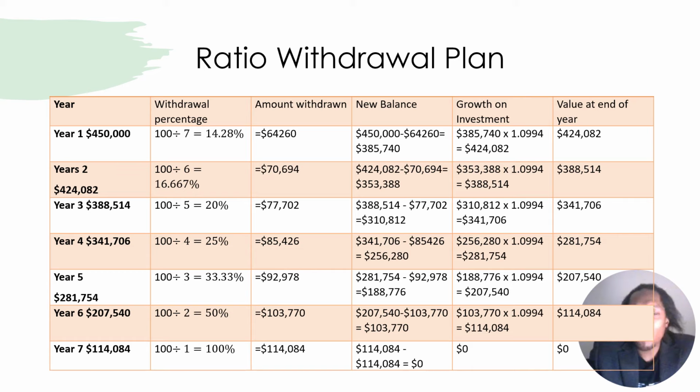This is a ratio withdrawal plan for $450,000. Withdrawal for 7 periods with a mutual fund growth rate of return yield of 9.94%. You would have withdrawn approximately $85,000 a year. Watch your money.